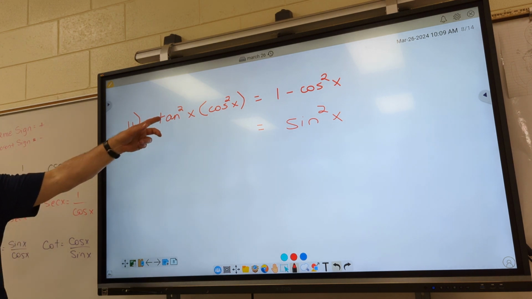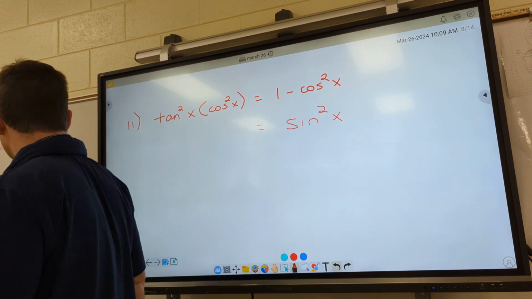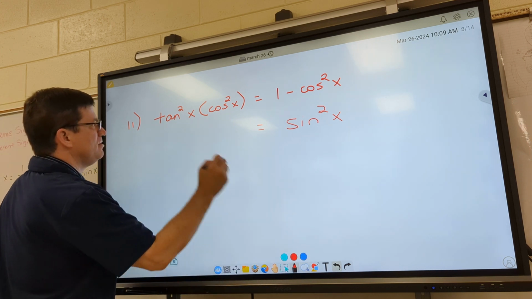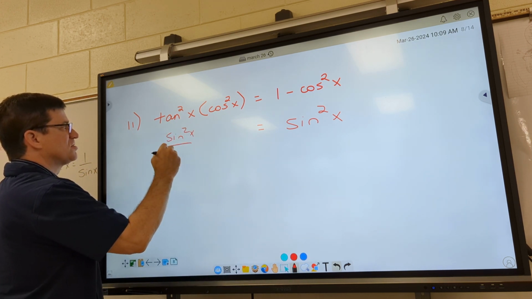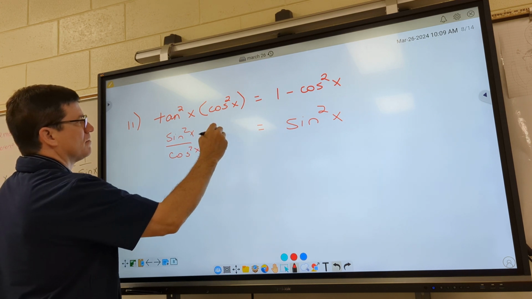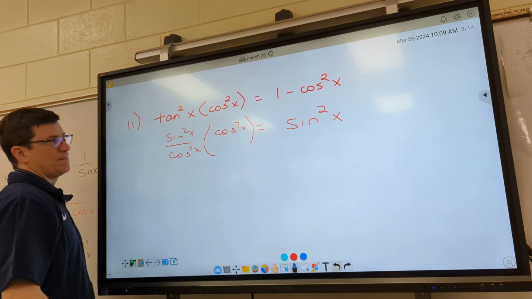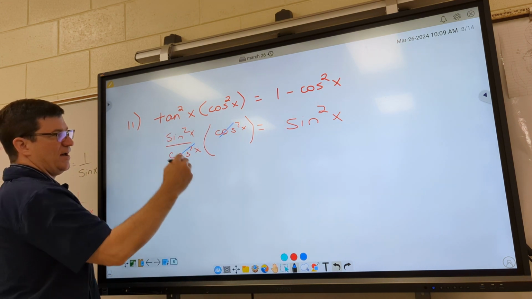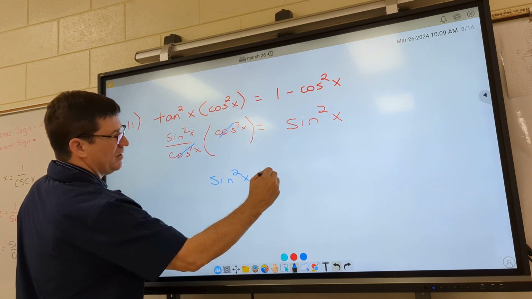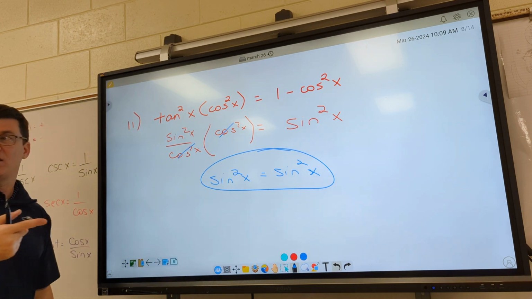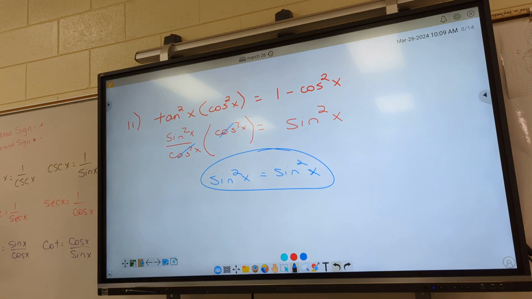All right, Landon, what can we change tangent squared into? Good. Landon says this is sine squared over cosine squared. All right, anybody got a suggestion? These are crossed out. Look, you're left with sine squared on the left now, and that's what you had on the right as well. Now remember, we all know these are going to end up being equal on both sides, so you have to show me one step so I can see you know what you're doing. All right, do 12. It should be just as easy.